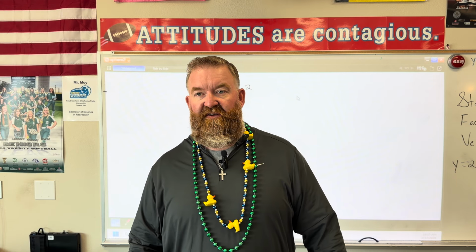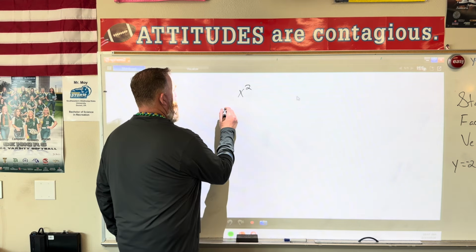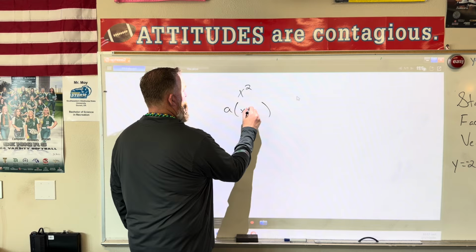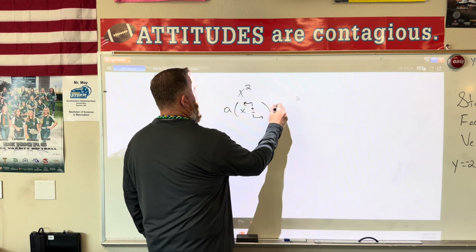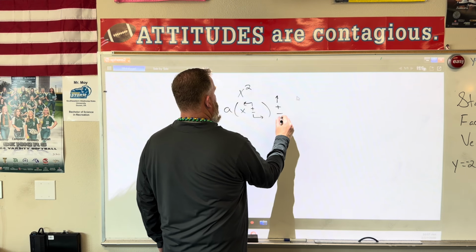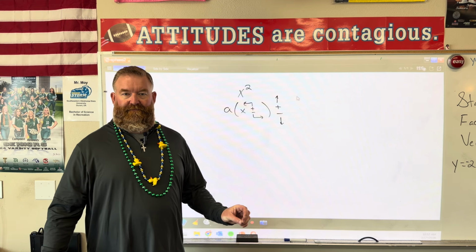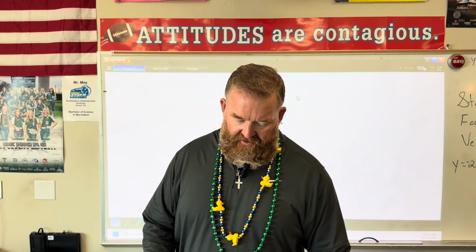And then it says you're going to shift up or down. So you need to know that up and down is on the outside. So hopefully you remember this. We have A, and then we have this shift. X, if it's positive, it goes left. If it's negative, it goes right. And then we have positive and negative. If it's positive, it goes up. Negative goes down. Remember those? You guys remember that? Please write that down. Okay, that will help you.